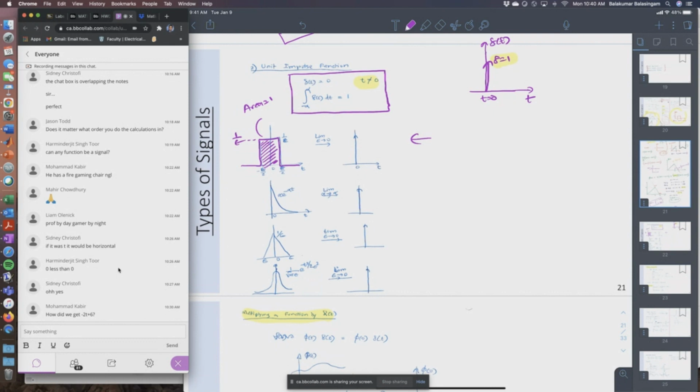Now, if epsilon becomes smaller and smaller, what will be the height? Any guess? This height, 1 over epsilon. So when epsilon goes smaller and smaller, what will happen to 1 over epsilon? It will go to infinity.